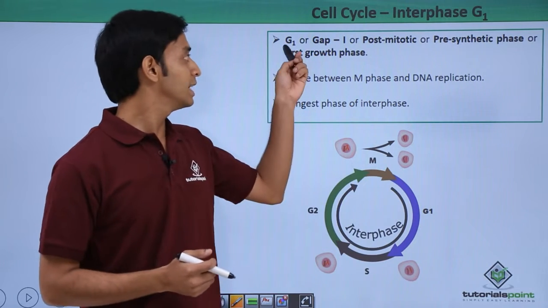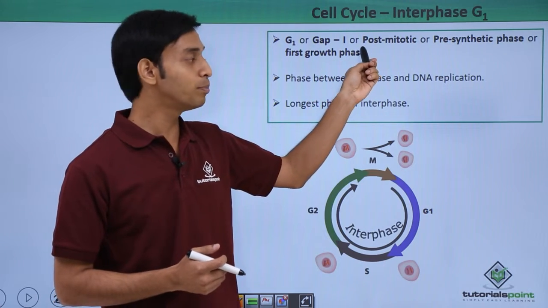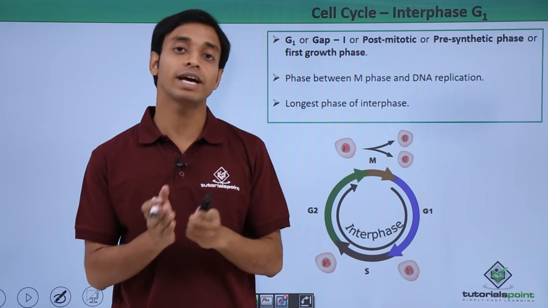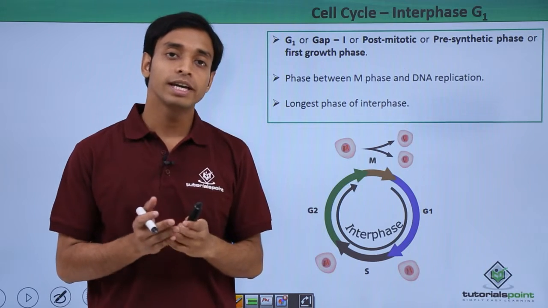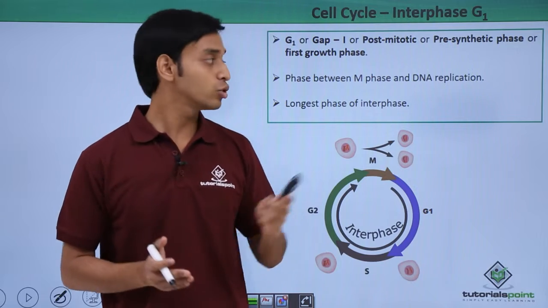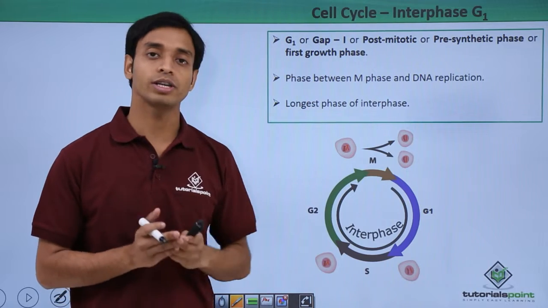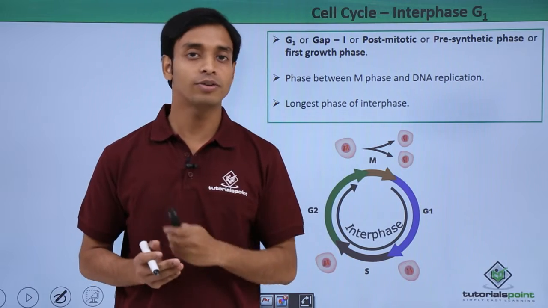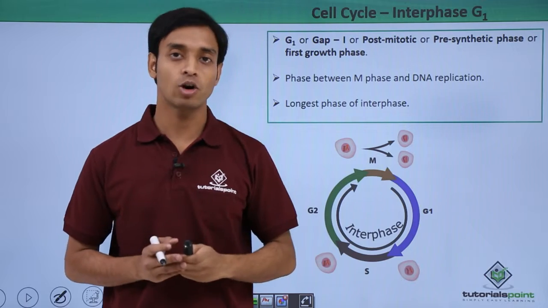So what are those? It is known as G1. It can also be known as the gap 1 phase. It is also known as the post-mitotic phase because it mostly happens after a phase of mitosis or the M phase. It is also known as the pre-synthesis phase because it happens before the cell is synthesizing or duplicating or doubling. So this is known as the pre-synthetic phase, and it can also be called the first growth phase because this is the stage where a cell starts growing. So these are the different names by which G1 phase can be called.